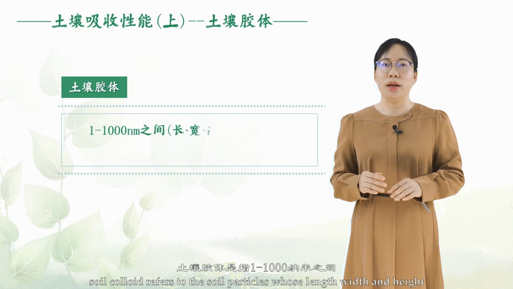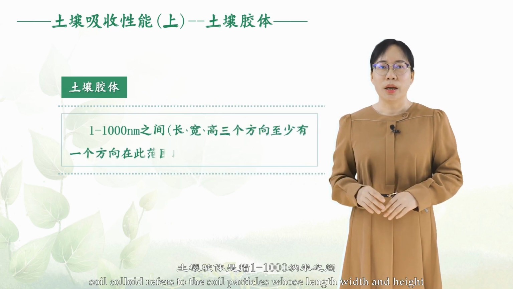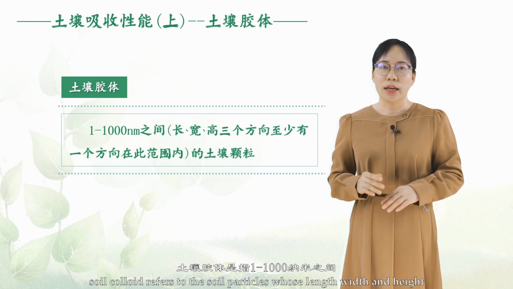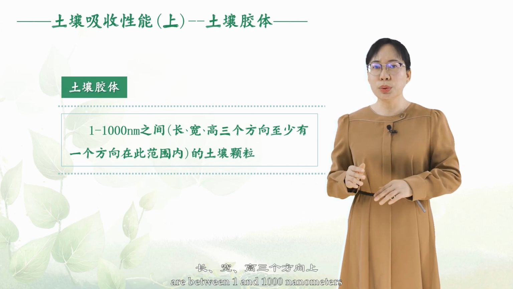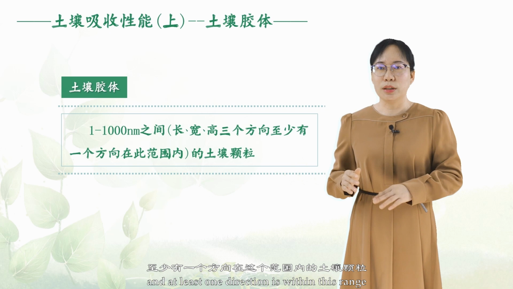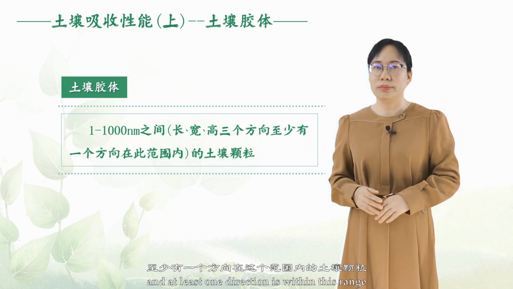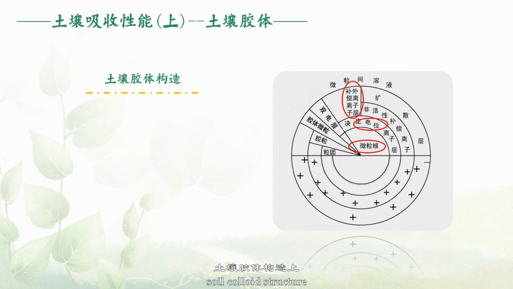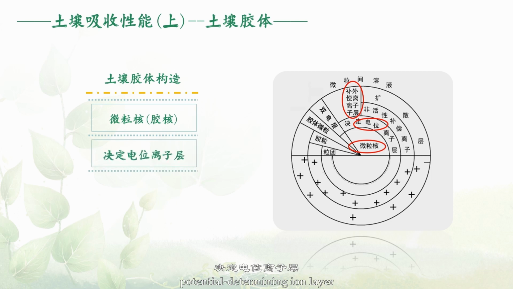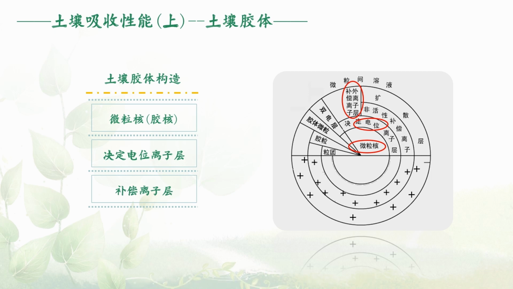Soil colloid refers to the soil particles whose length, width, and height are between 1 and 1000 nanometers, and at least one direction is within this range. Soil colloid structure can be divided into particle core, potential determining ion layer, and compensation ion layer from inside to outside.